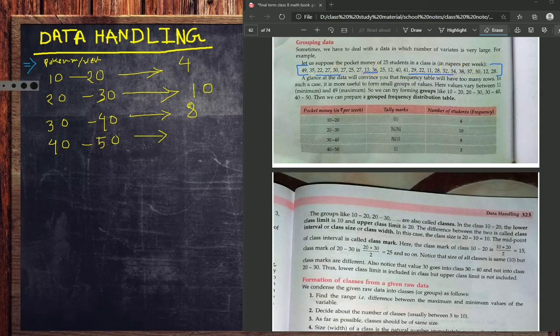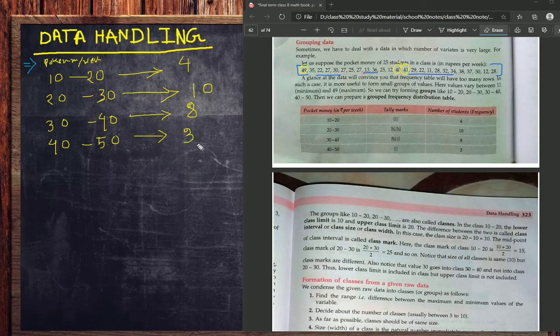Finally, we have 40 to 50. In 40 to 50, 49 is there. Okay, and any more? We should check for 40 as well. Yes, 40 is there, and 41 as well. So as you can see, three values are there.